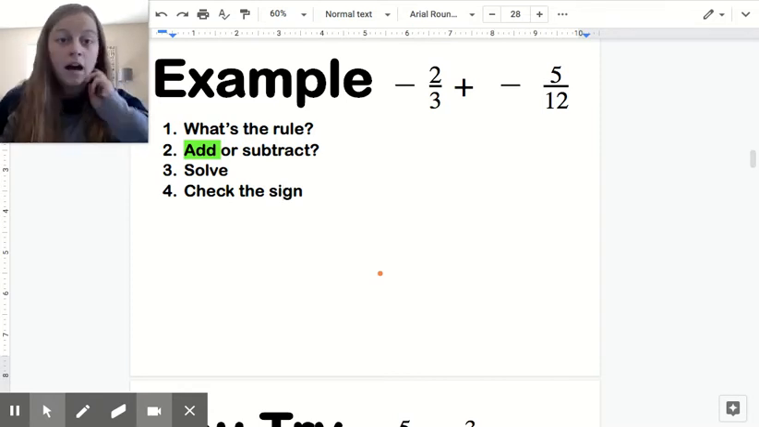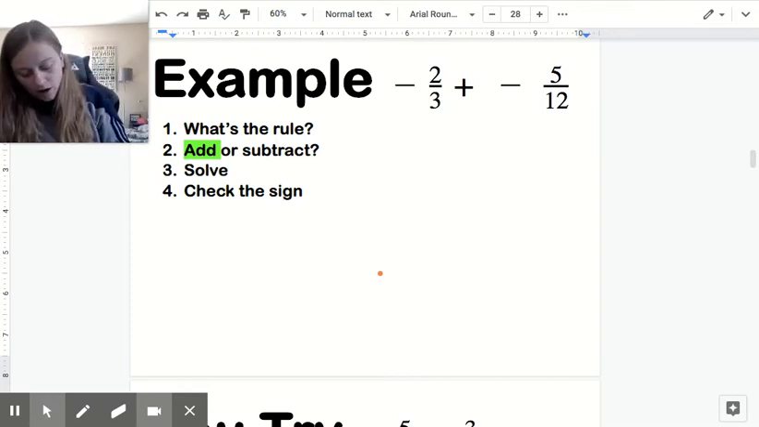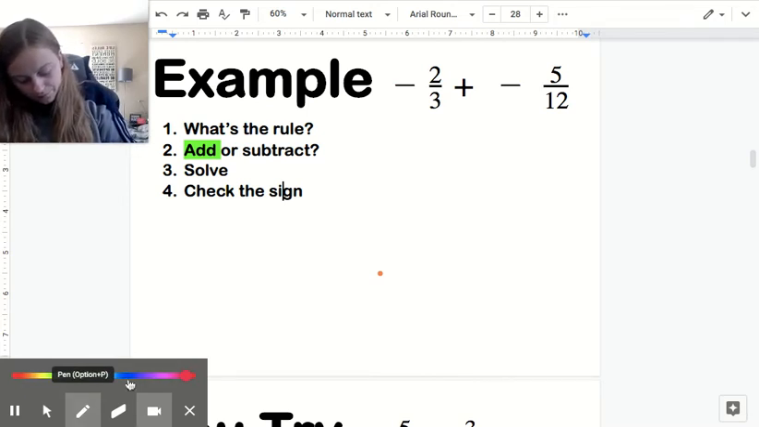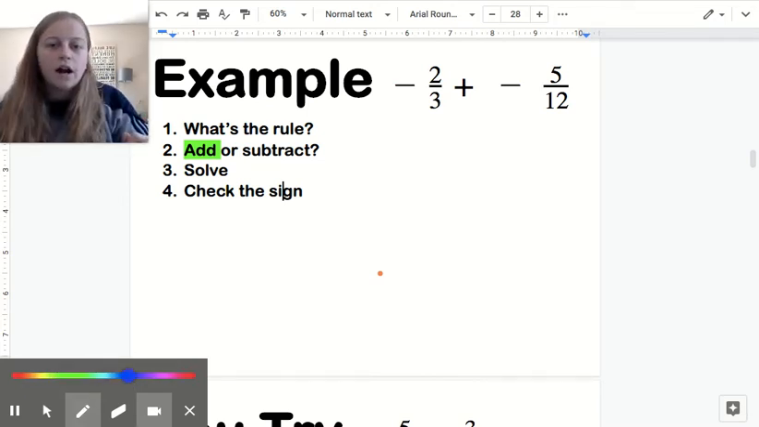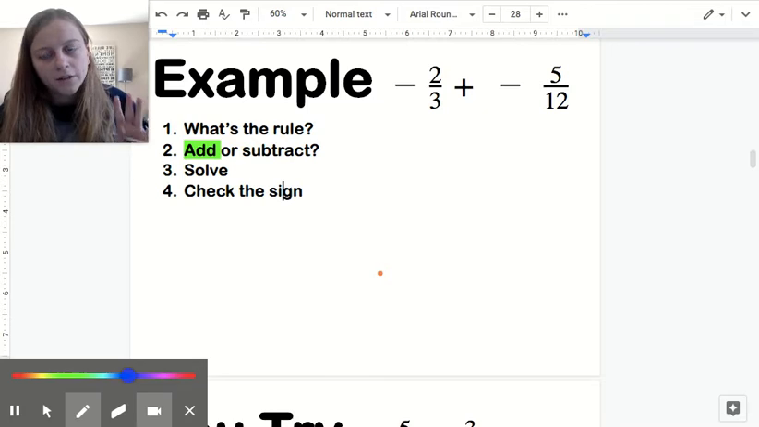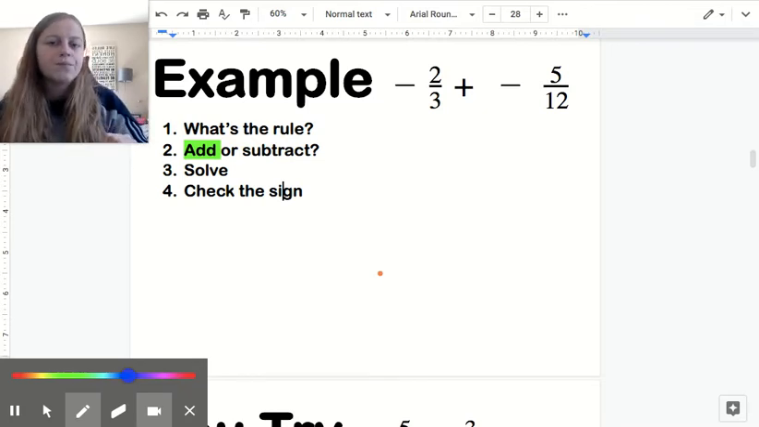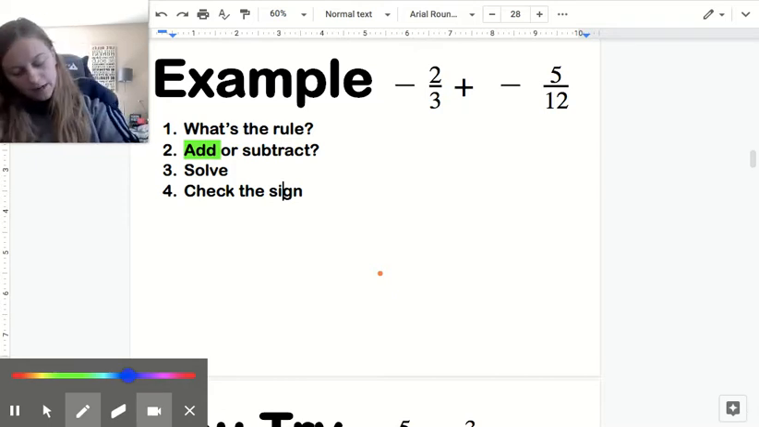I need a common denominator. I always need a common denominator. So when I look at these two fractions, well, I don't always. When I'm adding or subtracting, I need a common denominator. Looking at these two fractions, I can see a common denominator here would be 12.